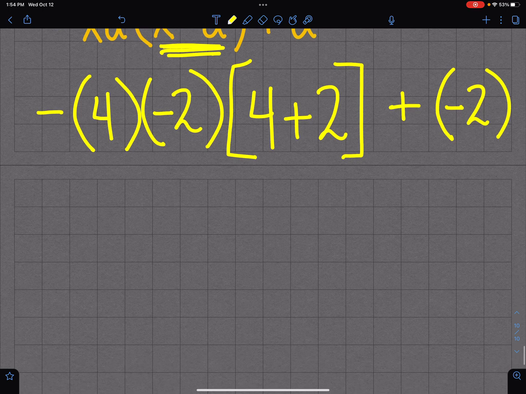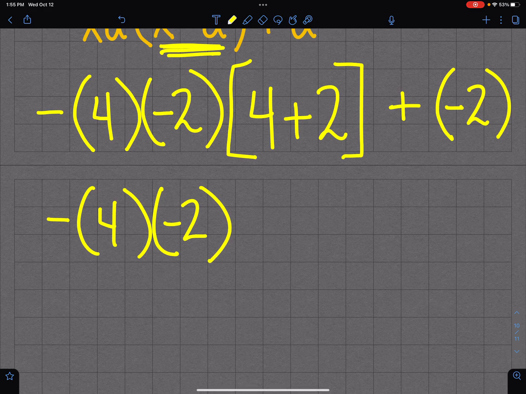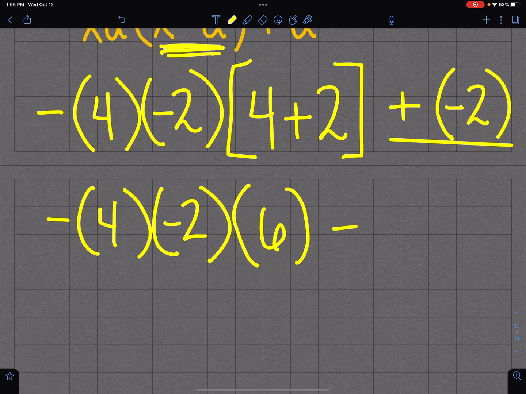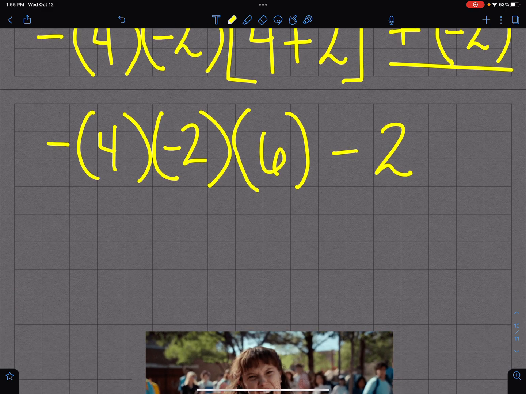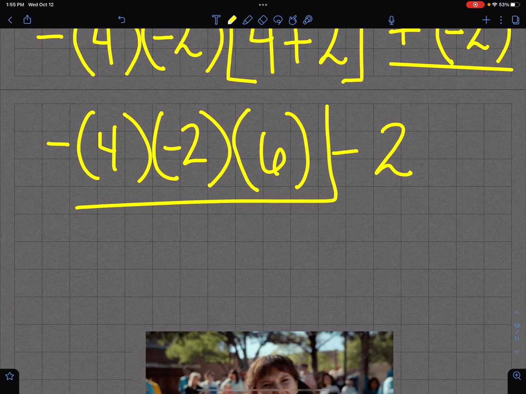Okay, what's my new nucleus? I got to do this first. That's my nucleus. So negative 4, negative 2. I'm just bringing everything down. This is now a 6. And instead of plus a negative 2, I'm just going to do minus 2 at the end. But before we do the minus 2, we got to multiply all of these things together.